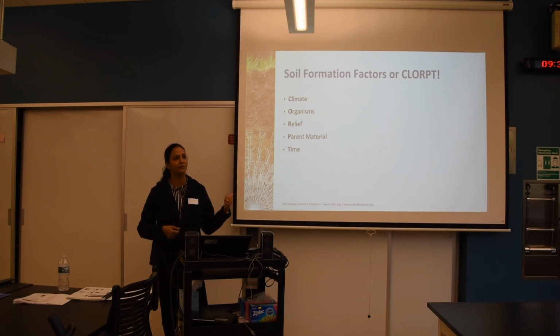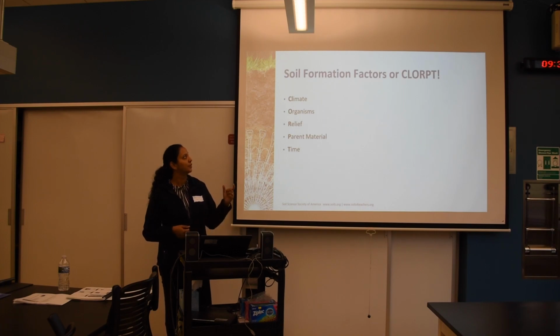These are the five factors that lead to soil formation. In the chart, you can see it as ClORPT. C is for climate, L for landscape or relief, then we have organisms, the parent material, and time.